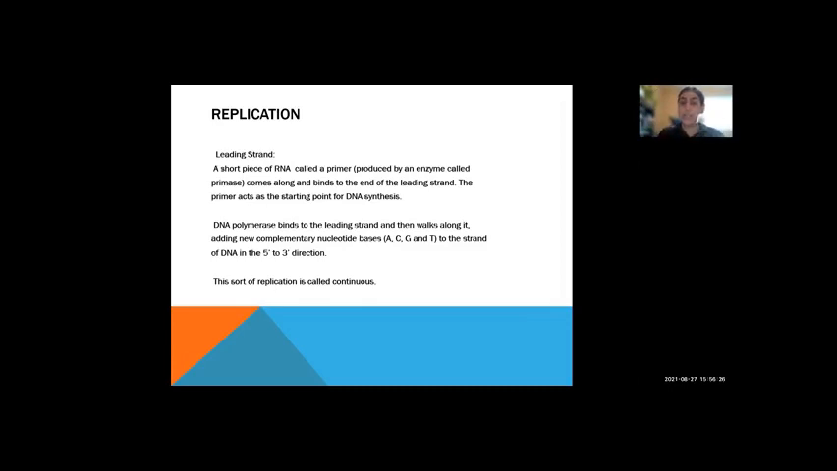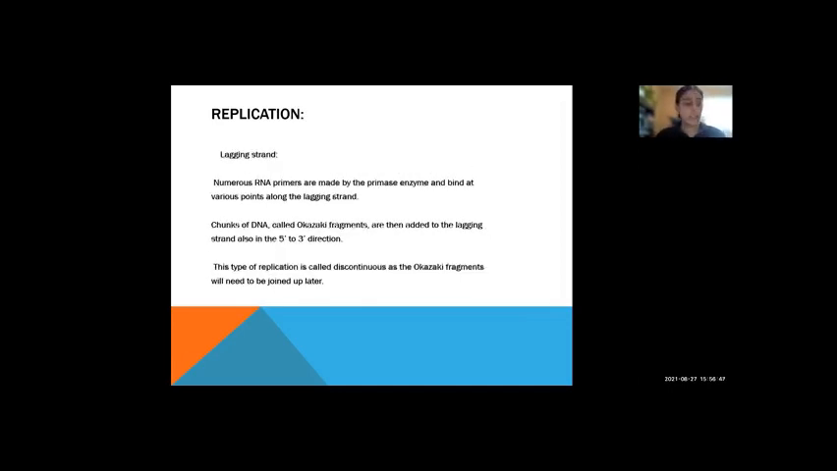DNA polymerase binds to the leading strand and then walks along the new strand and produces complementary bases. So your RNA primer is the starter, it gives the push, and then DNA polymerase comes and adds. It's like zipping the unzipped strand again, okay? This sort of replication is called continuous replication. And then we will go to the next slide, which is the lagging strand.